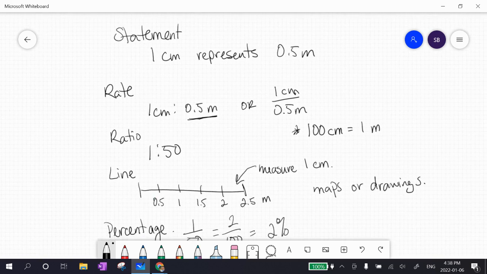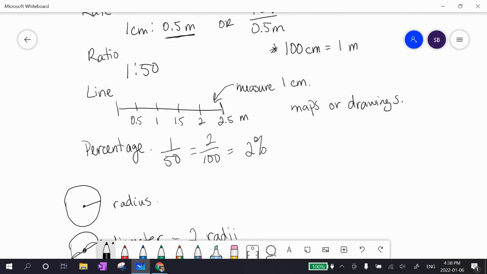We could also write it as a ratio. In a ratio, you have to make sure that it has the same units. So we have to change 0.5 meters into centimeters. We just have to remember that there's 100 centimeters in 1 meter. We take 0.5 times it by 100, and that changes it into centimeters. So then the ratio is 1 to 50.